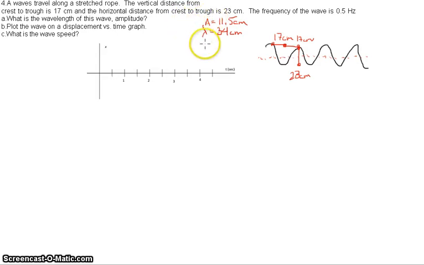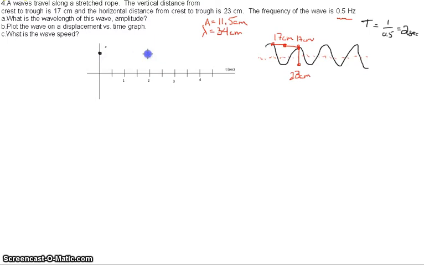Plot the wave on a displacement versus time graph. Alright, here the frequency is going to be important. This is because we need to figure out the period as to when a whole cycle occurs. So if the frequency is half a hertz, we know the period is equal to the inverse of the frequency, which would be 2 seconds. So for every 2 seconds, it's going to complete one cycle.